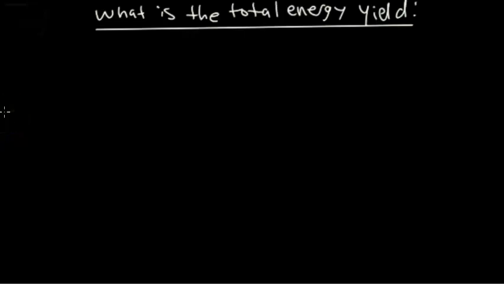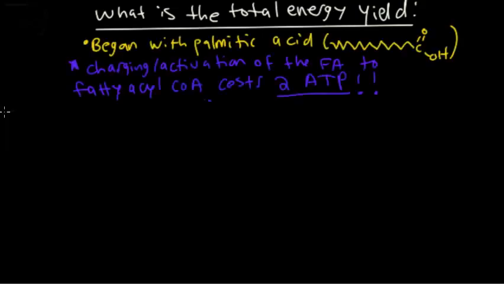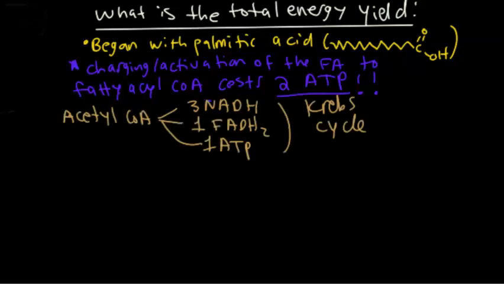So what is our total energy yield that we will make? How many ATPs will be formed? Well, we start with palmitic acid, which is a 16-carbon saturated fatty acid. And remember, we activated it to form fatty acyl-CoA, which cost us the equivalent of 2 ATP. So we have to take that into account. The acetyl-CoA gives off 3 NADH, 1 FADH2, and 1 ATP in the citric acid cycle, or the Krebs cycle.